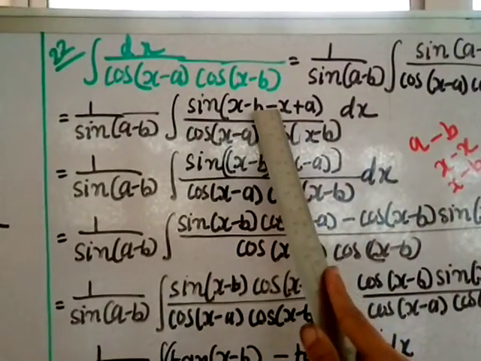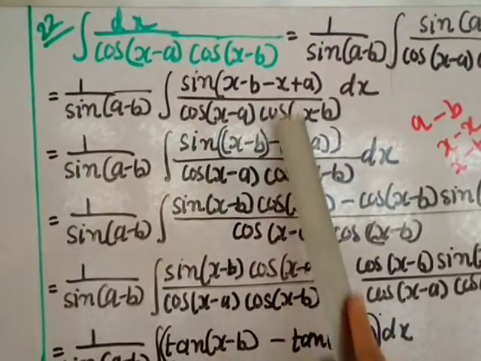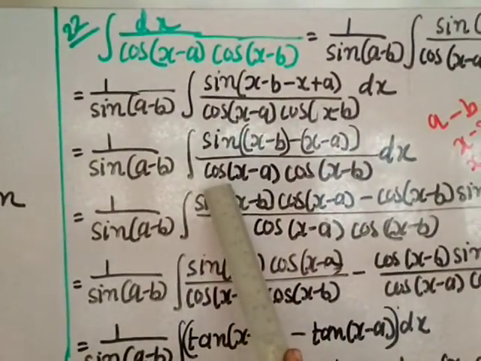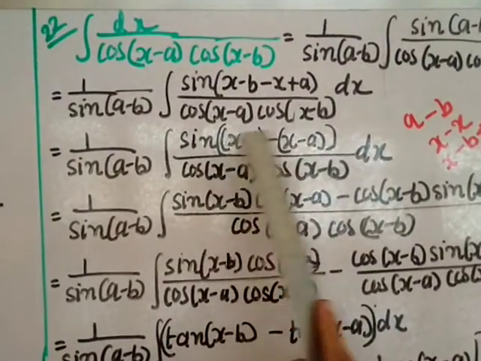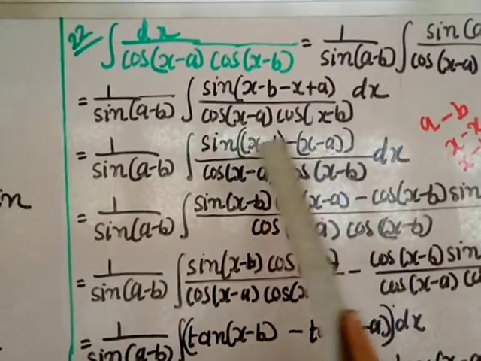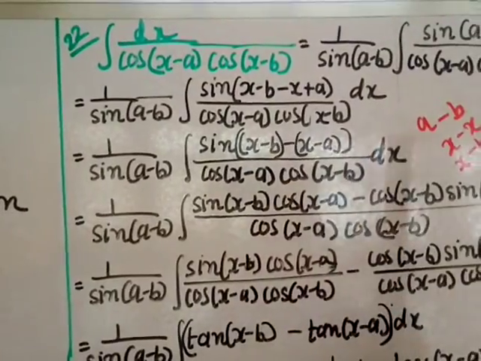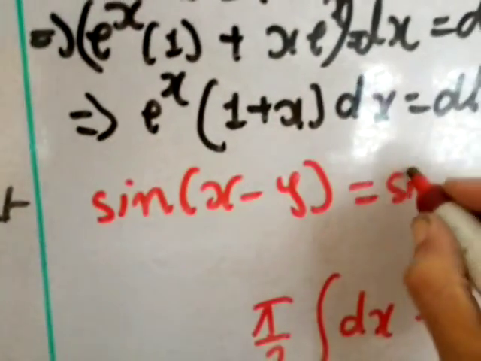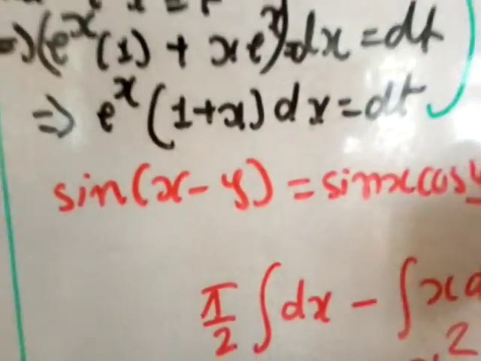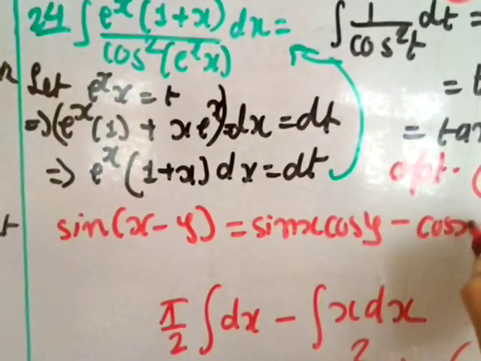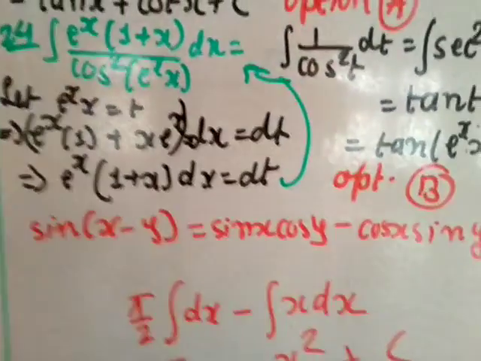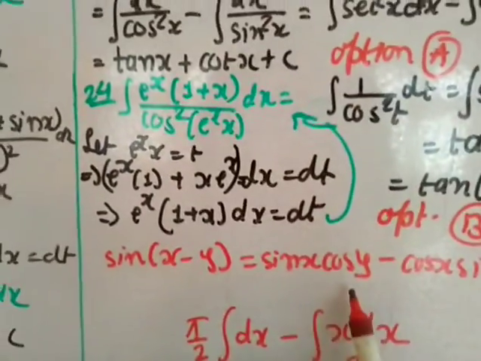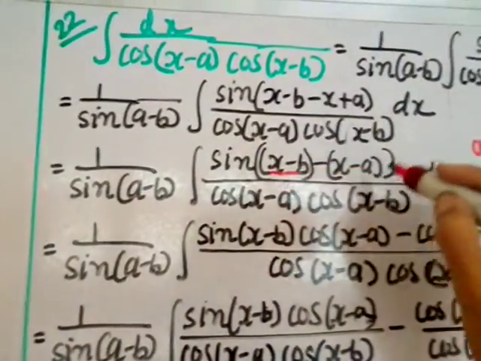Then from here I am taking minus common, so here sin(x minus b) minus (x minus a), and the denominator again as it is, cos(x minus a) cos(x minus b) dx. Now here again I am going to use the formula of sin(x minus y). The formula you know is sin(x minus y) gives you sin x cos y minus cos x sin y. So here this will be your x and this will be your y.